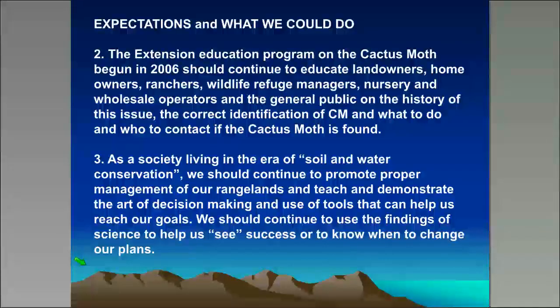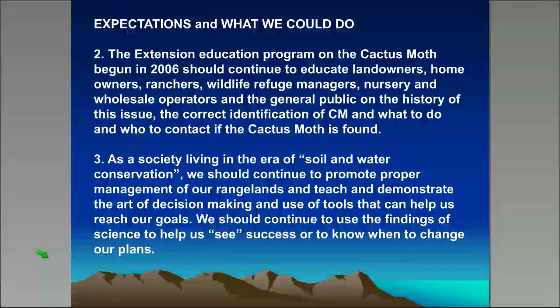So our future here, item 2, says that we should continue an educational program to these different audiences about the cactus moth and what to do if it is found. And my item number 3: as a society, we're still living in the era of soil and water conservation, so we should continue to promote proper management of our rangelands and teach and demonstrate the art of decision making and use of tools that can help us reach our goals, such as reducing unwanted prickly pear. We should continue to use the findings of science to help us see success or to know when to change our plans and move to something else.